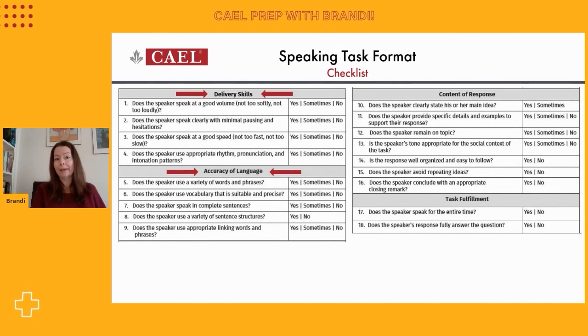Using transitions, by the way, to introduce your main ideas and connect the specific details. That's really going to help your listener follow what you have to say and will really help maximize your score here under the language use.